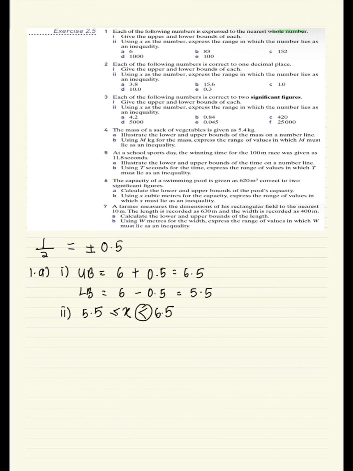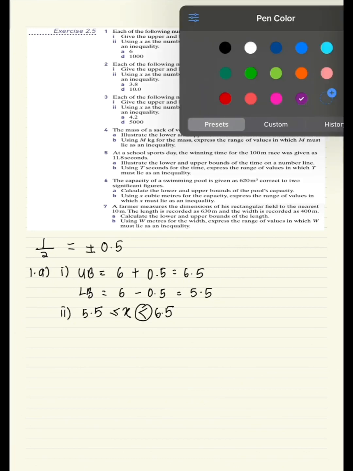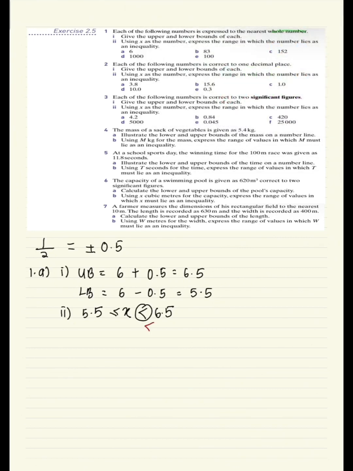Why is it less than instead of less than or equivalent? This is because when you take 6.5 and round it off to the nearest whole number, you underline 6, you look at 5. 5 is more than or equivalent to 5, so you have to add 1 to 6. You will get 7 instead of 6. Therefore, you use less than instead of less than or equivalent.